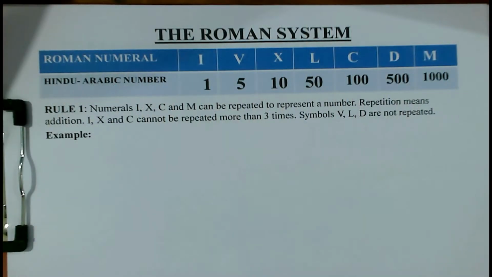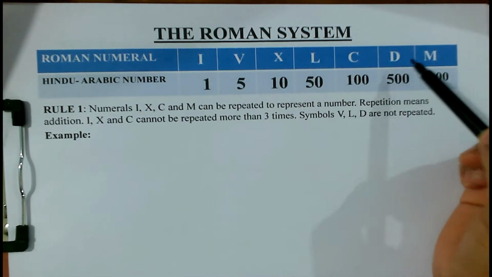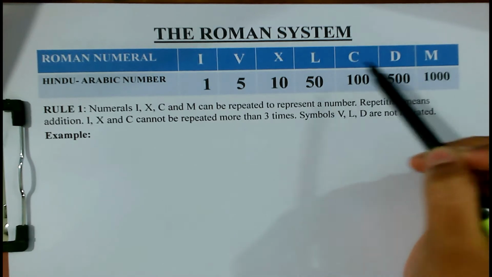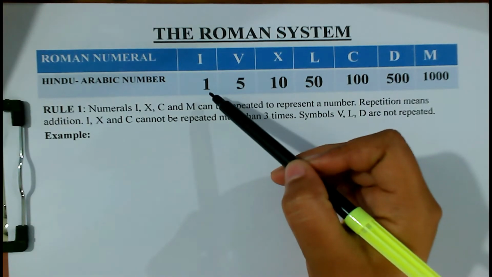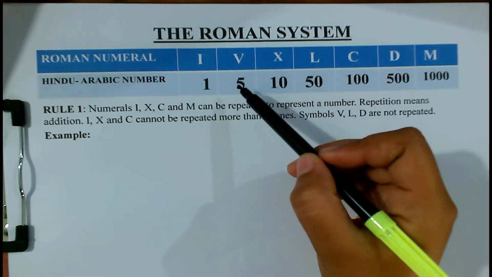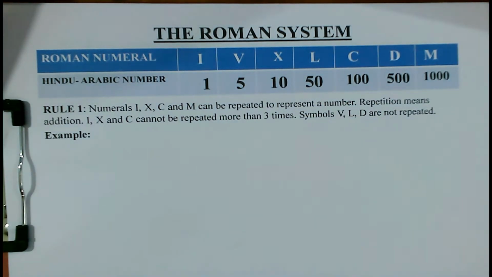Some of you might know and some of you might not know. As we all know, in the Roman system there are only 7 letters. They are I, V, X, L, C, D, M. Only these 7 letters are there in the Roman system, and I represents 1, V represents 5, X represents 10, L represents 50, C represents 100, D 500, and M 1000.